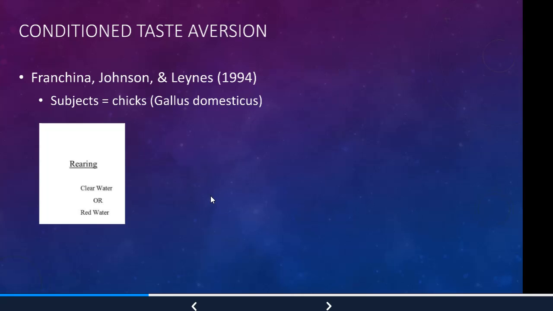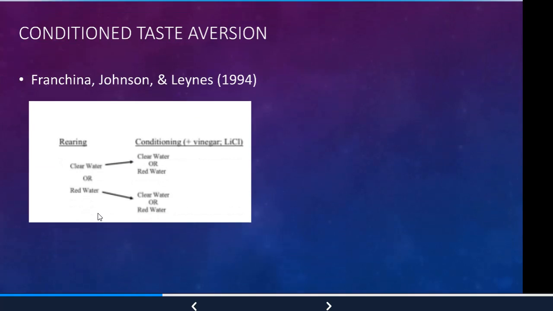What we did in the study is we hatched the chicks, and we reared them either on clear water from hatching, or some chickens, to them, water was always red. We just colored it red with a little bit of food coloring, and it didn't have much of a taste or a smell associated with it. So for some chicks, clear water was water. For some chicks, water's always red, right?